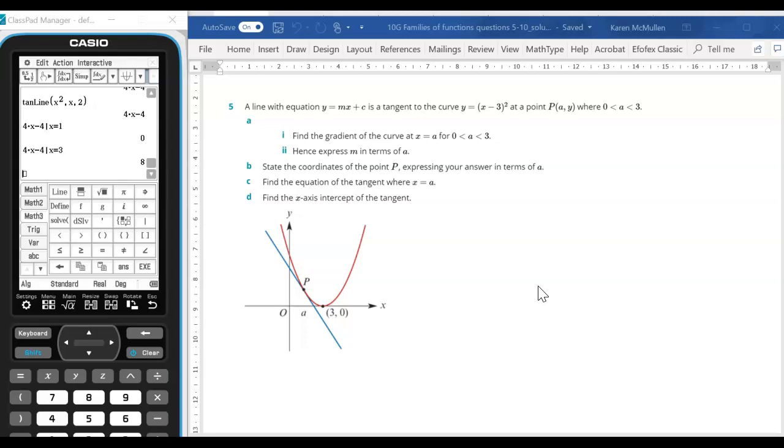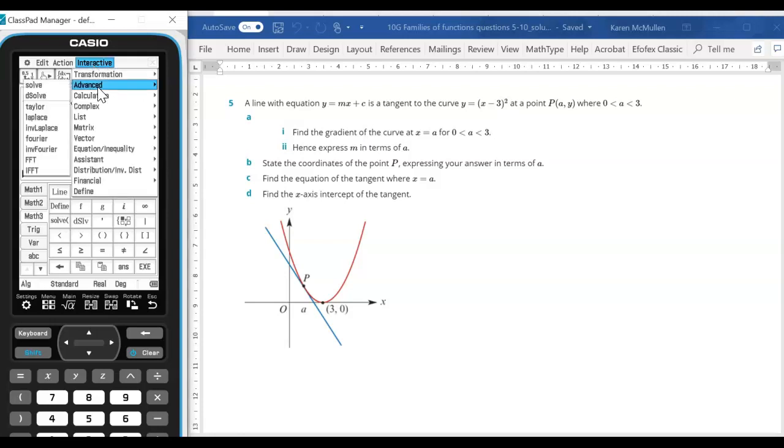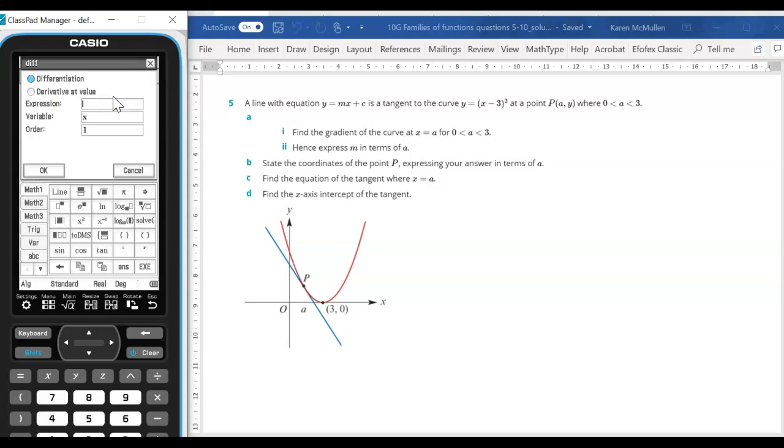Okay. So question A, find the gradient of the curve at x equals a for a between 0 and 3. What we need to do first is take the derivative of (x minus 3) squared. It's quite an easy one to expand if you wanted to do that, or you can use your chain rule, but I'm just going to do it on the calculator. So we've got (x minus 3) squared.